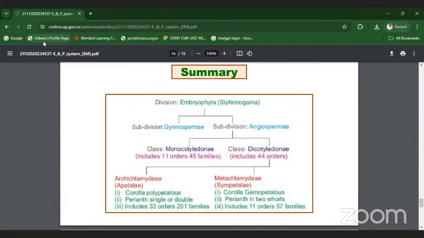Megasporogenesis development. After that, the archesporial cell develops into the megaspore mother cell. This megaspore mother cell divides and forms megaspores. These megaspores later develop into the embryo sac. The embryo sac may be mono-, bi-, or tetrasporic. Monosporic means only one megaspore develops into the embryo sac. Bisporic means two megaspores develop into the embryo sac. And tetrasporic means all four megaspores develop into the embryo sac.